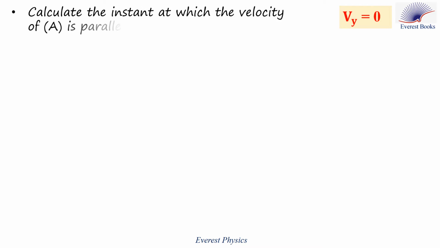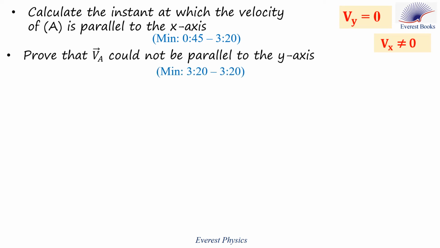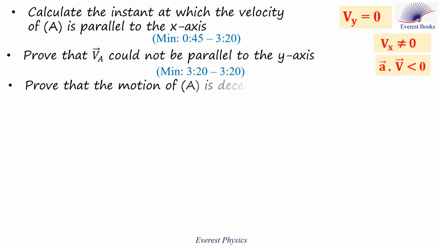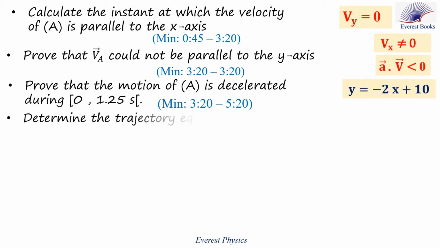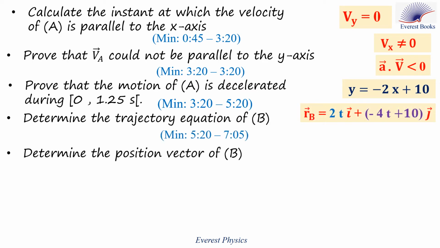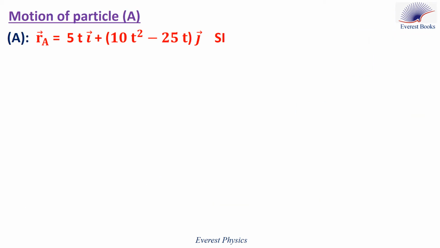This exercise is about the motion of two particles A and B. We are going to calculate the instant at which the velocity of A is parallel to the x-axis. Prove that the velocity of A could not be parallel to the y-axis. Prove that the motion of A is decelerated during the time interval 0, 1.25 seconds. Determine the trajectory equation of B. Determine the position vector of B. Prove that A and B do not meet during their motion.